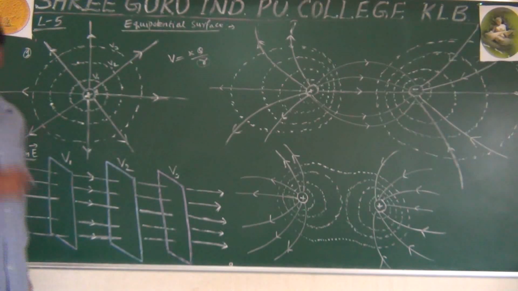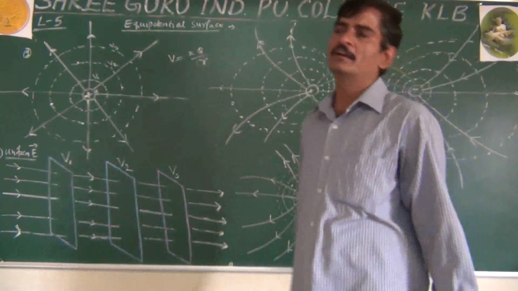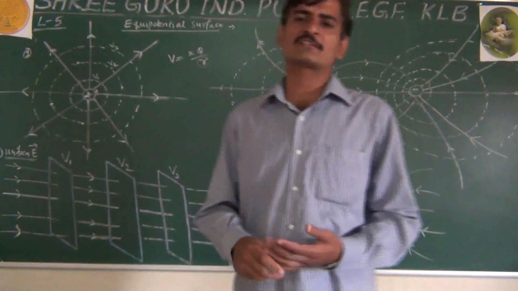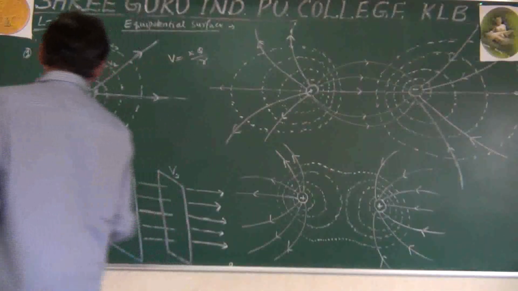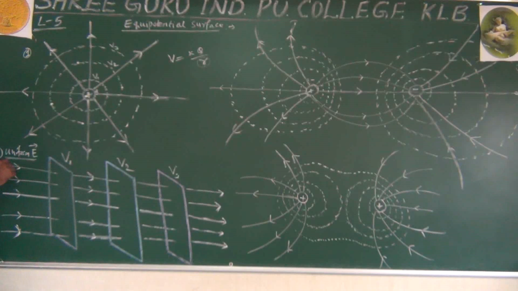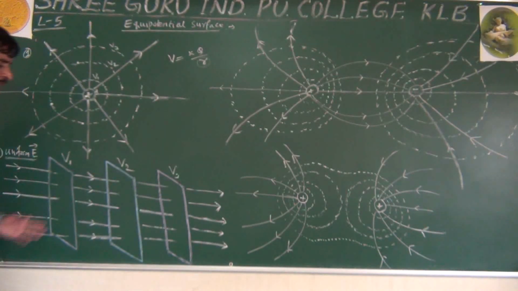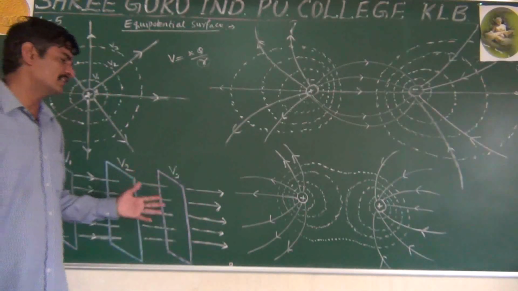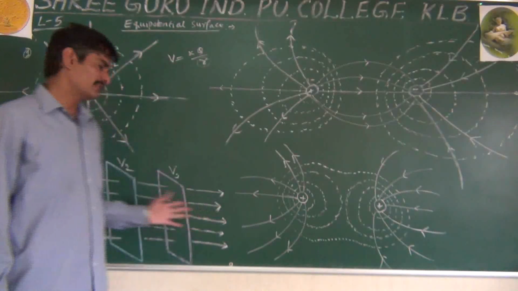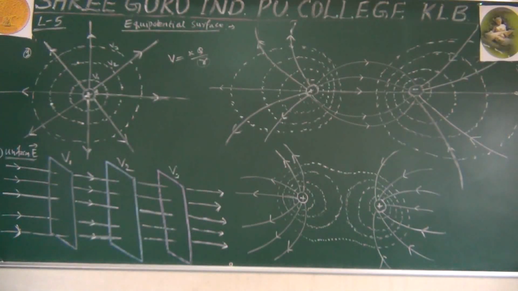We studied electric field intensity in the first chapter. Electric field lines are imaginary lines used to represent the electric field intensity. A uniform electric field is represented by equidistant parallel lines. So these lines indicate a uniform electric field.